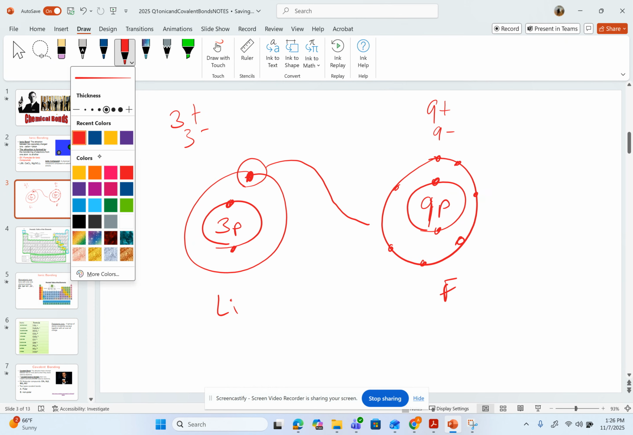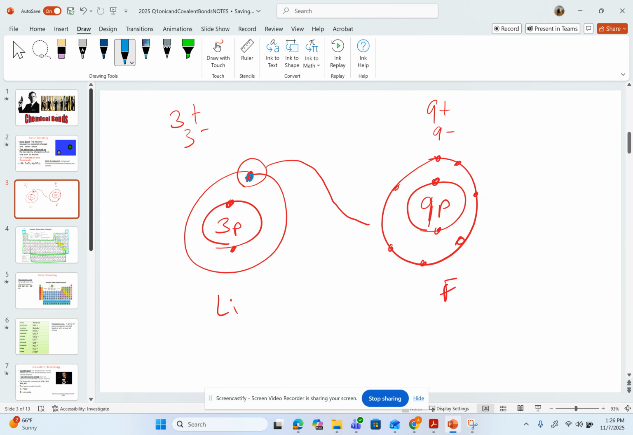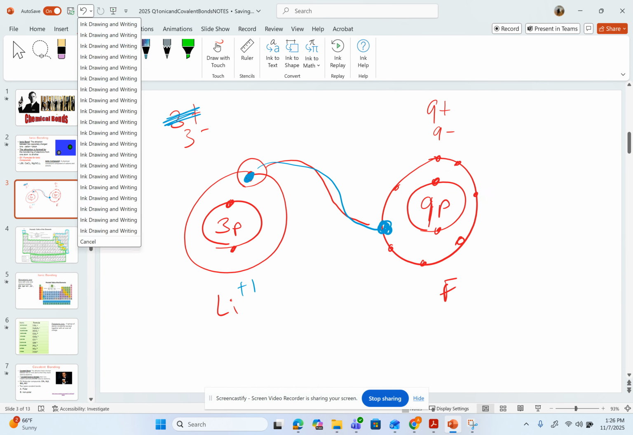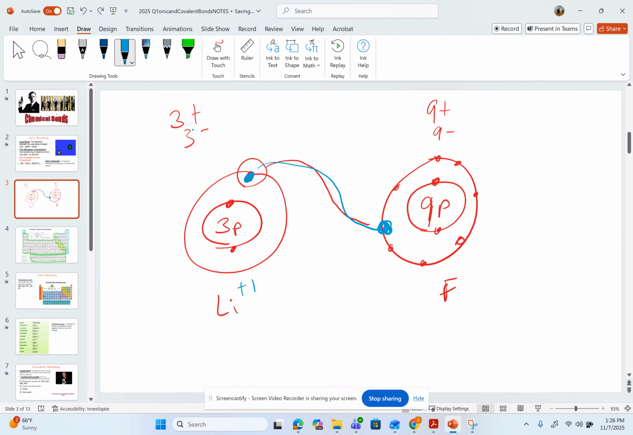So I'm going to change colors. This is our valence electron. Lithium is going to give up its valence electron and give it to fluorine. When it does that, lithium has a positive 1 charge. Because if you lose a negative charge, this guy is negatively charged and he's going to come over here, we now have 2 negative charges and an extra positive.